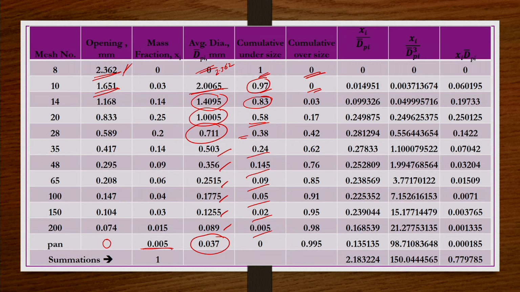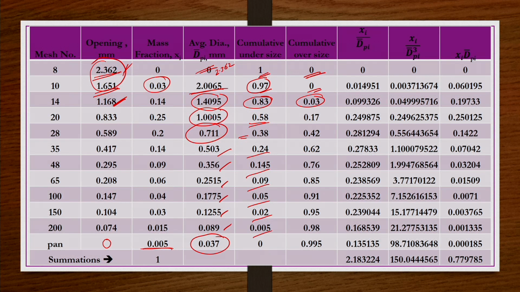Likewise, what is the fraction of material whose size is more than dpi 1.168? Whatever the fraction corresponding to these two openings, because these are the two openings which are having more than dpi equals 1.168. So the corresponding mass fraction is 0.003. So that is coming here.